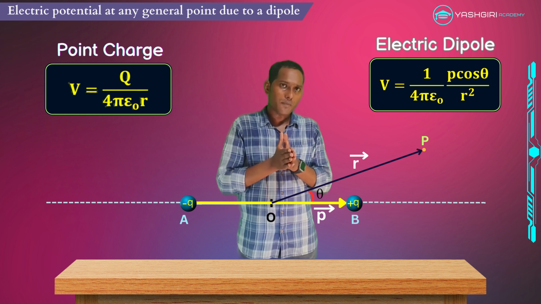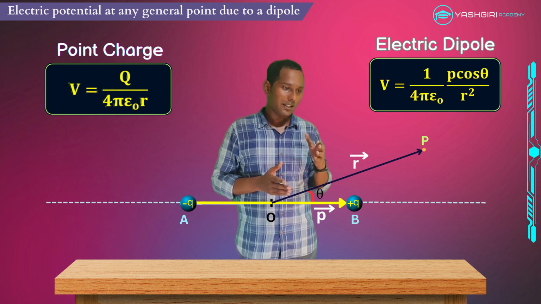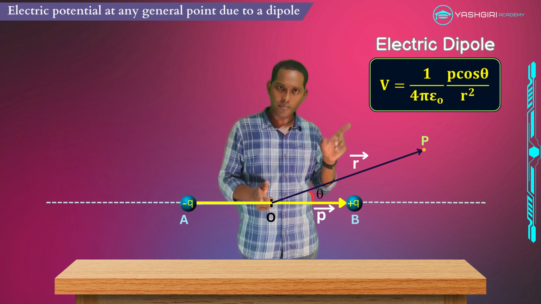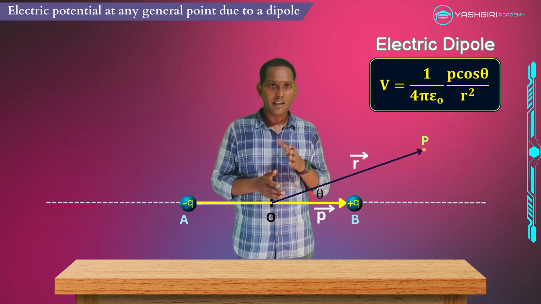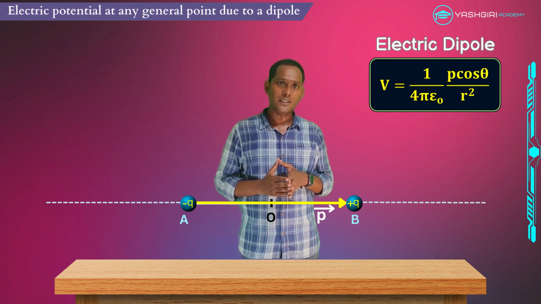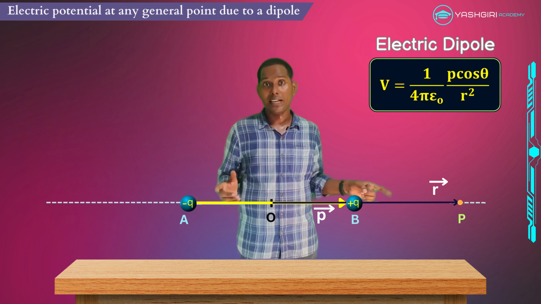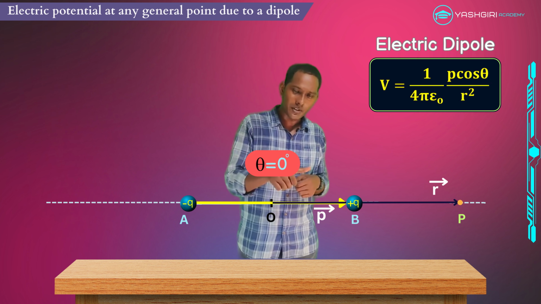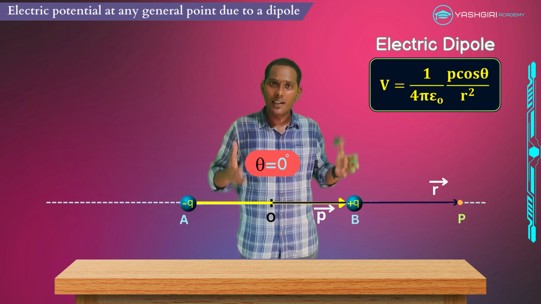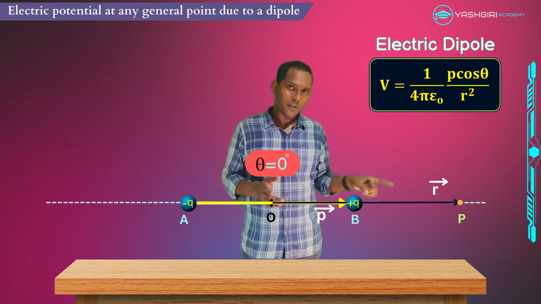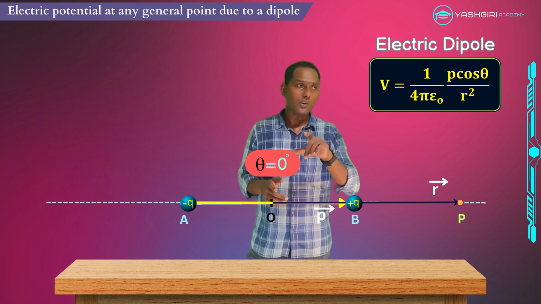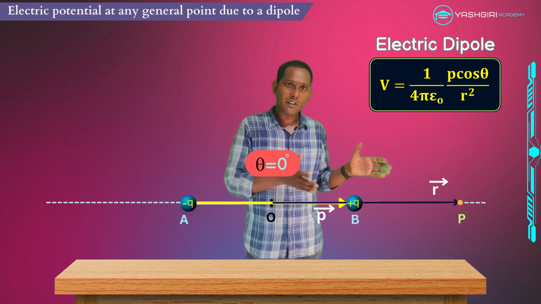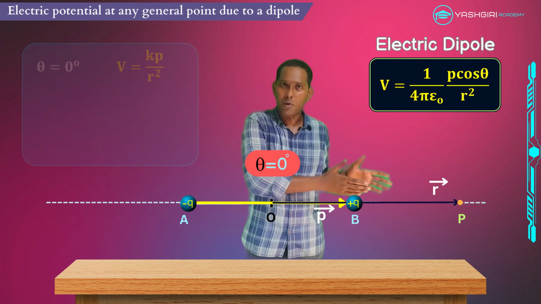And students, if you just see the electric potential equation now, the theta here is the angle between the position vector and the dipole moment. If I consider a point on the axial line of the dipole, the theta in this case will be 0. The angle between the position vector and the electric dipole moment is going to be 0. So what will be the electric potential? I will have cos of theta, and cos of 0 is going to be 1. So that will give me an electric potential that is positive.